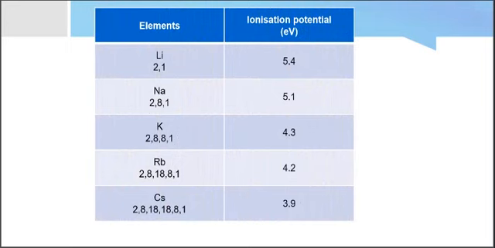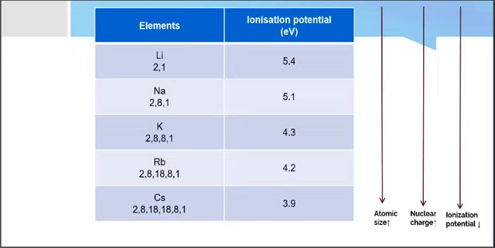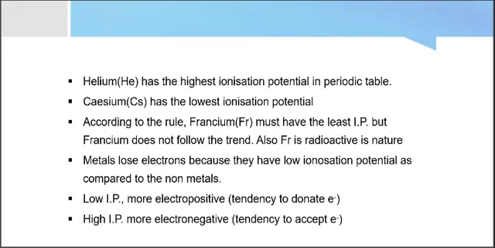For example, we are taking the first group. As you can see, when we move down a group, the ionization potential is decreasing. For lithium it is 5.4, for sodium 5.1, for potassium 4.3, for rubidium 4.2, for cesium 3.9. So the number of shells are increasing, therefore the nuclear force of attraction will decrease on the valence shell, and very less energy will be required to remove the electron from the valence shell. So the atomic size increases and nuclear charge increases, ionization potential decreases.